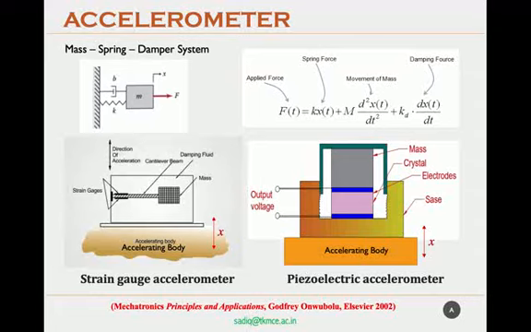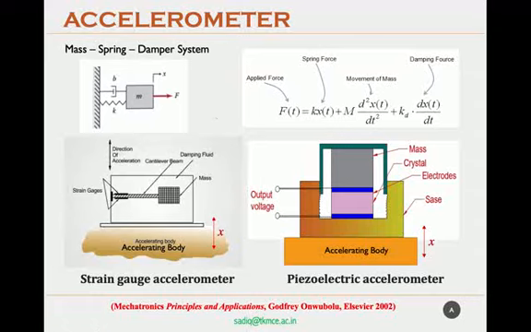That means if there is acceleration or deceleration, there will be a reaction experienced on the mass, and that mass is called the seismic mass. Now the movement of the mass is an indication of the acceleration or deceleration experienced by the system.